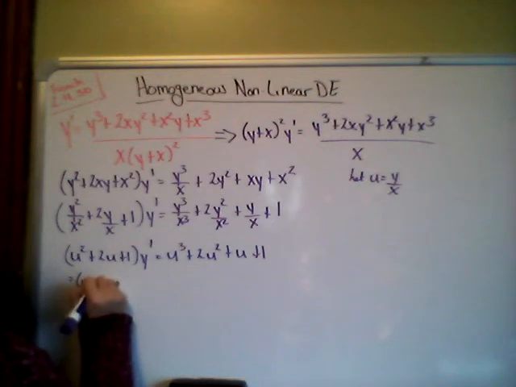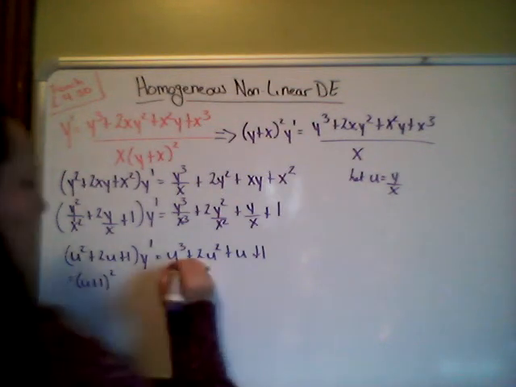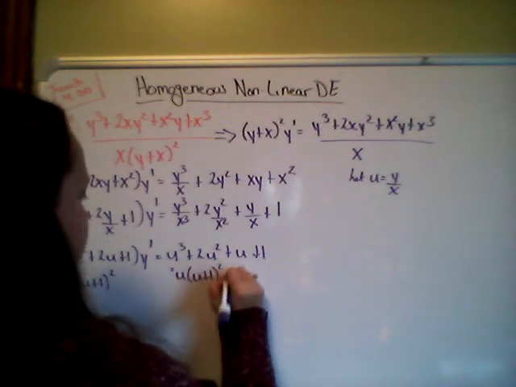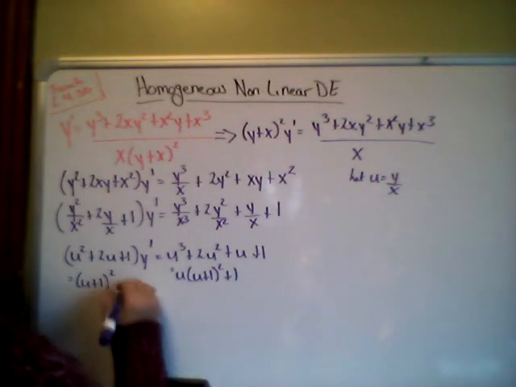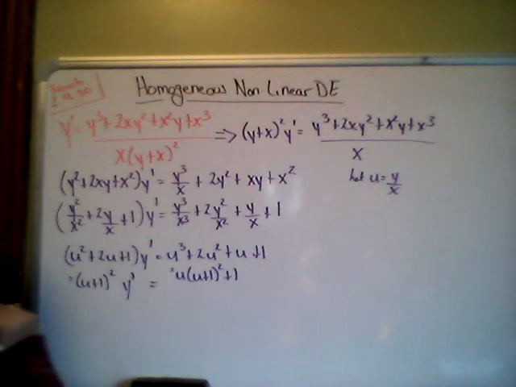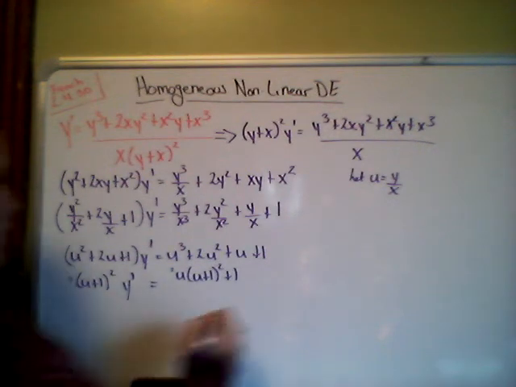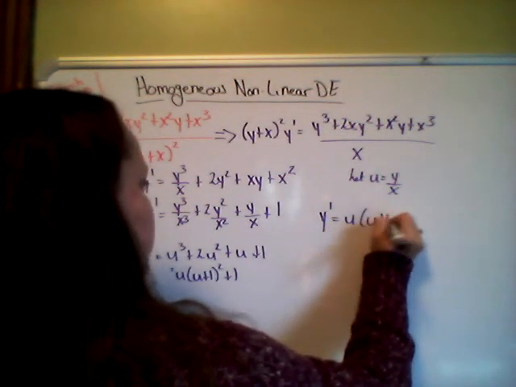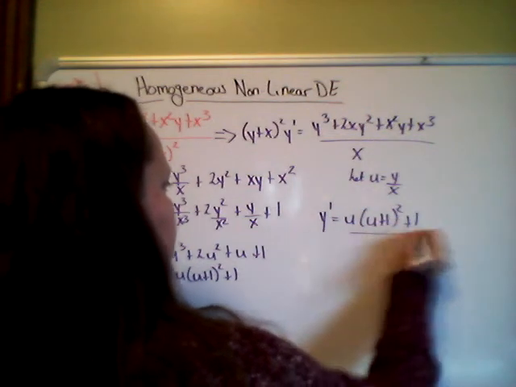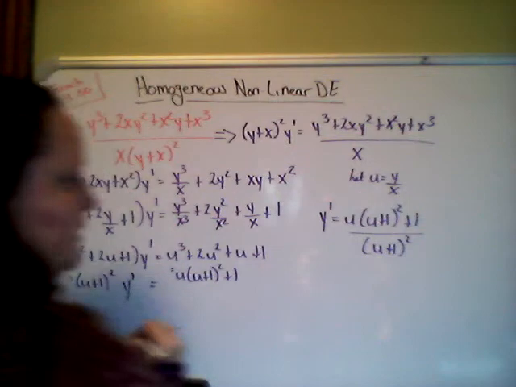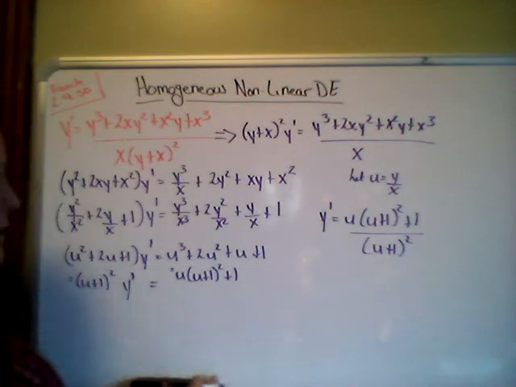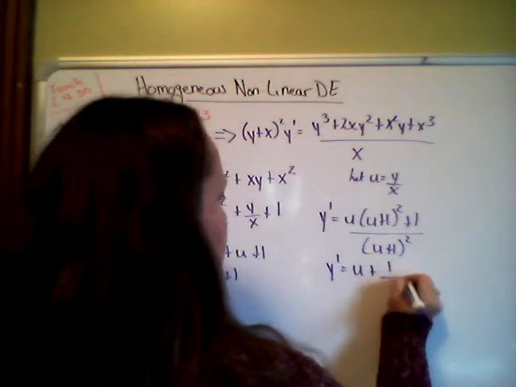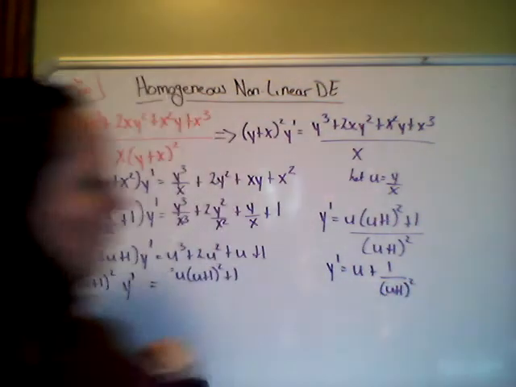The left side is equal to (u plus 1) squared, and the right side is equal to u times (u plus 1) squared plus 1. So now we're going to divide through. We have y prime equal to u times (u plus 1) squared plus 1, divided by (u plus 1) squared. If you separate and cancel the matching variables, we end up with y prime equal to u plus 1 over (u plus 1) squared.